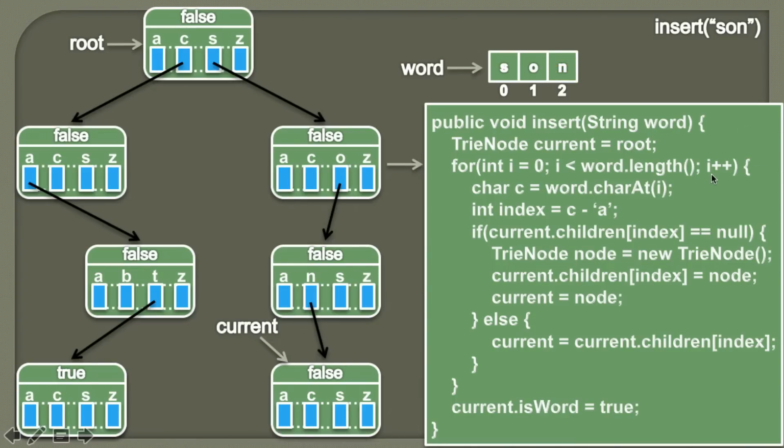So after incrementing, the value of i becomes 3. So the condition in the for loop comes out to be false, and then we will exit from this for loop. So friends, as we have inserted the word sun completely into this trie, the last step we do is we simply assign the value true to current.isWord, stating that this is the end of the word. So it becomes true.